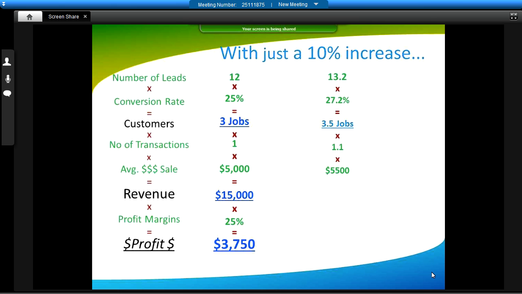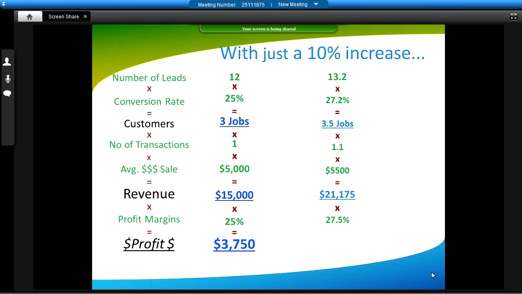But look what happens just by improving in these 4 areas by 10%. Look what it does to our revenue. Instead of $15,000, it now takes that revenue to $21,175. Increasing our profit margin is about becoming more efficient. I'm going to share some strategies in just a few moments, and I will send these out to everybody. And I'm even willing to help you guys learn how to do it.